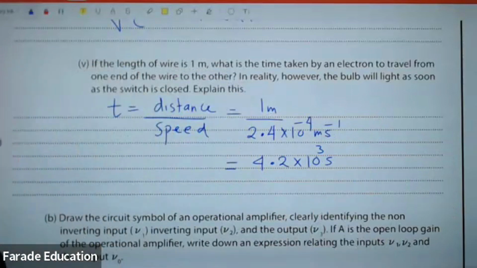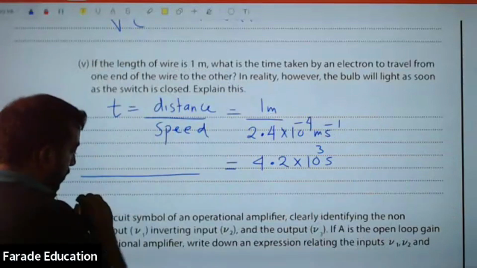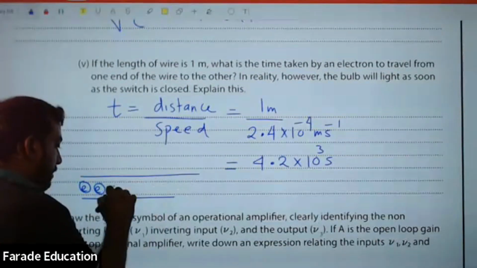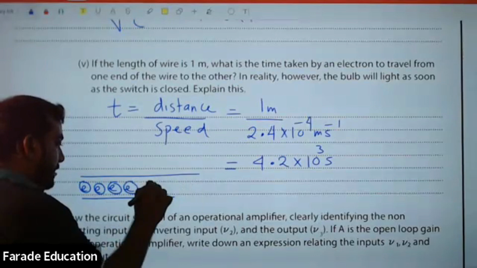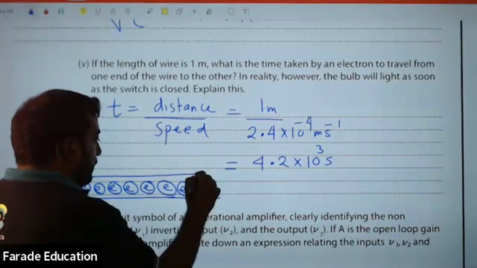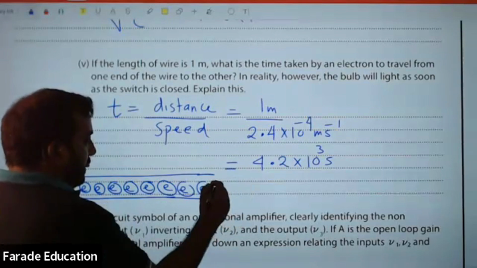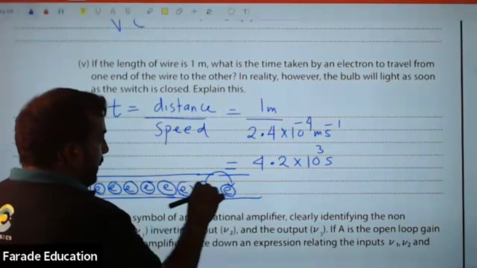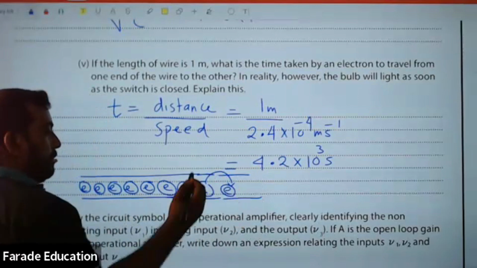In a conductor, it's not about one electron going from one end to the other. There are many millions of electrons in line like this. They are traveling very slowly. And when the switch is turned on, the first electron will jump.